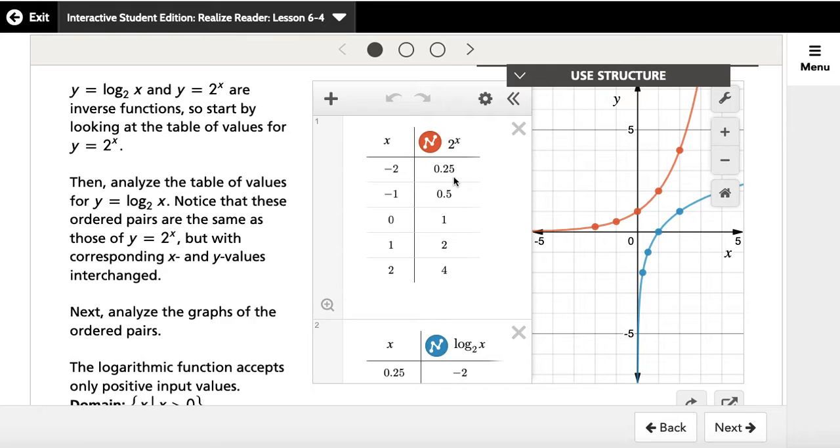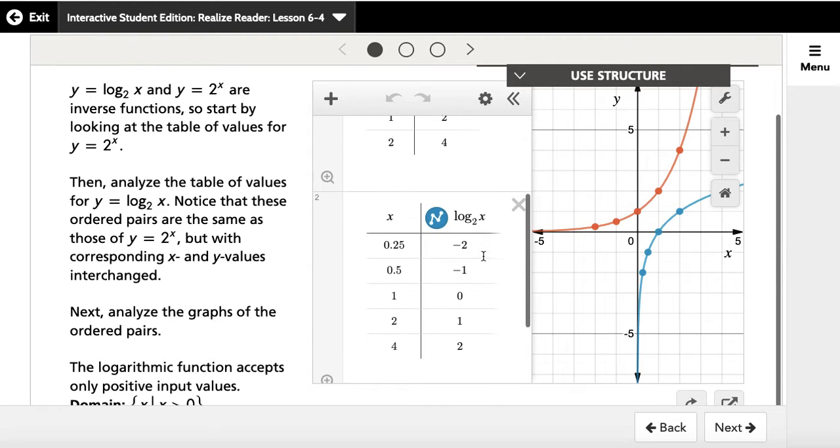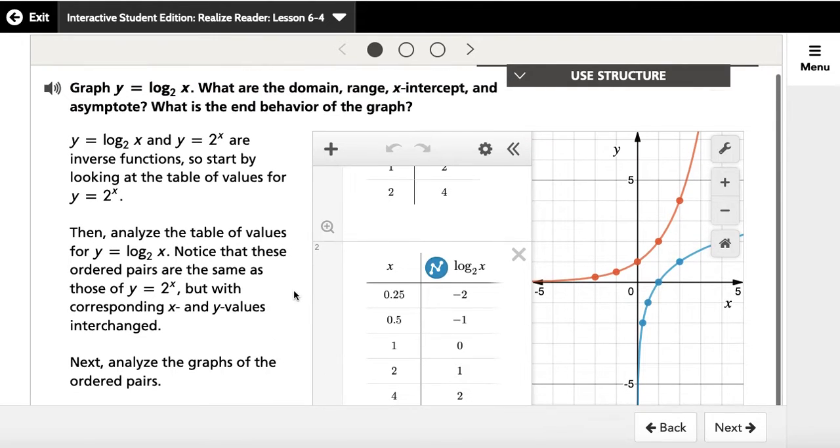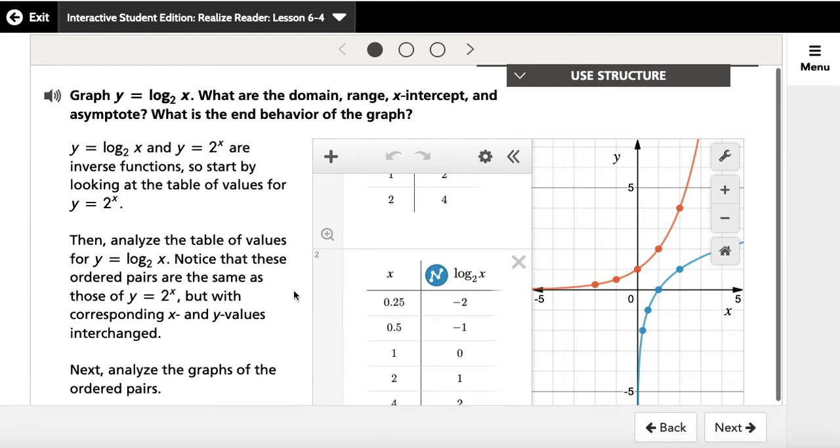Like negative 2 for x yields a result of 0.25, and if you plug a negative 1 in for x, you get 0.5. That's for y equals 2 to the x. It's just the opposite for log base 2 of x, which is the blue equation. Now they want us to identify the x-intercept. The x-intercept is 1.